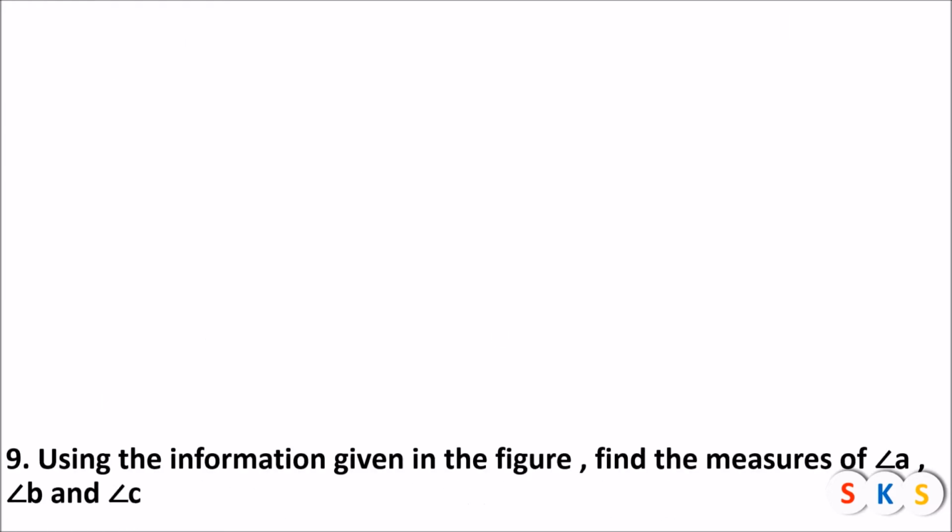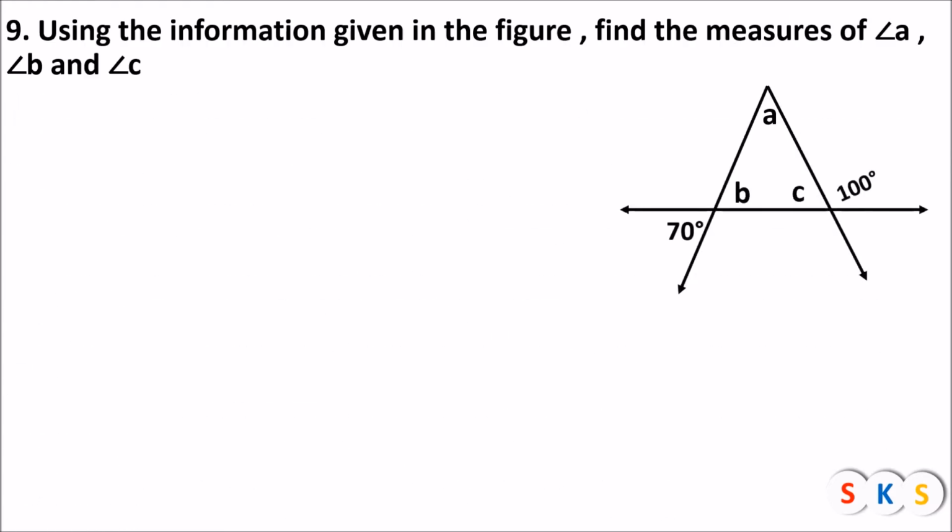Question number 9. Using the information given in the figure, find the measure of angle A, angle B and angle C. Let's see the solution of this question. Look at this figure. Here angle B and 70 degree are vertically opposite angles, and we know vertically opposite angles are congruent. Therefore angle B equals 70 degree.